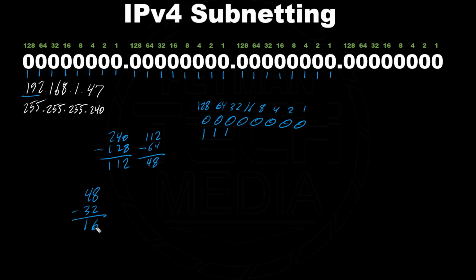So 32. What is our new value? 16. So 16, let's write it down here. Is this 16 greater than or equal to this 16? It is equal, so it's turned on. Minus 16, it's zero. Now this is our new decimal value. Is this greater than or equal to 8? It's not, so it's off. And what about 4?